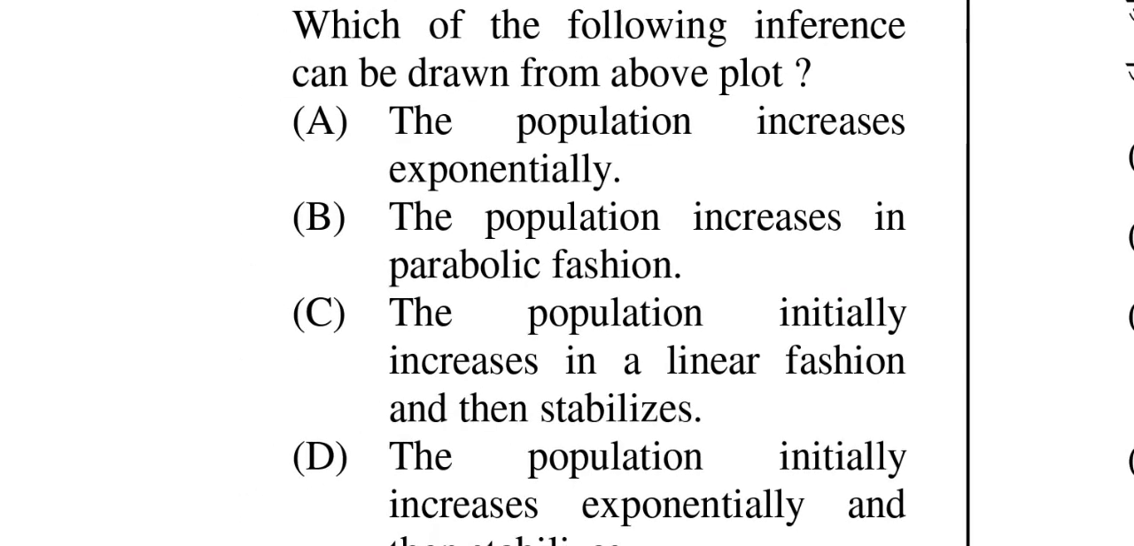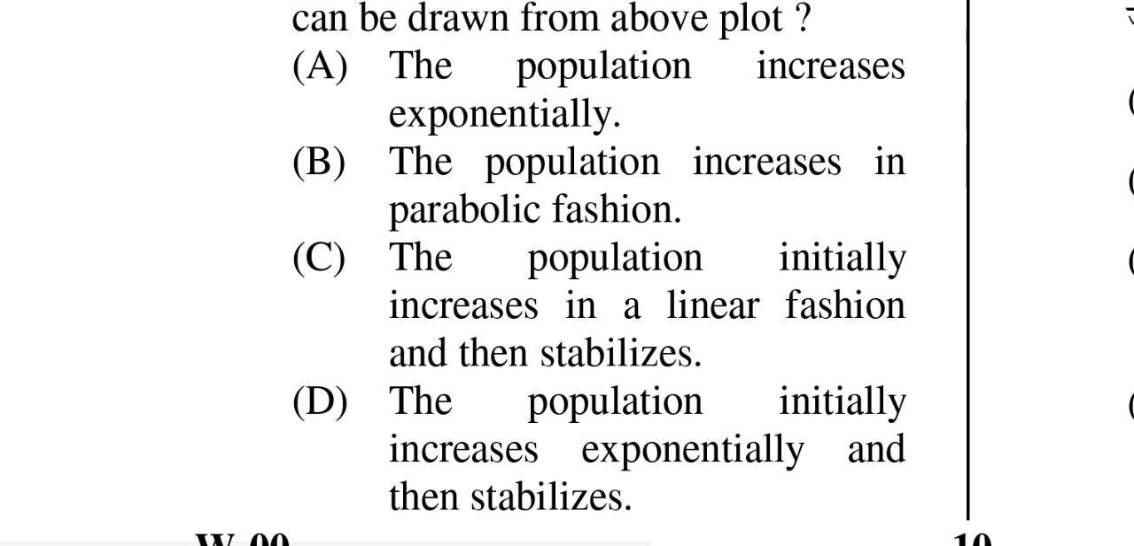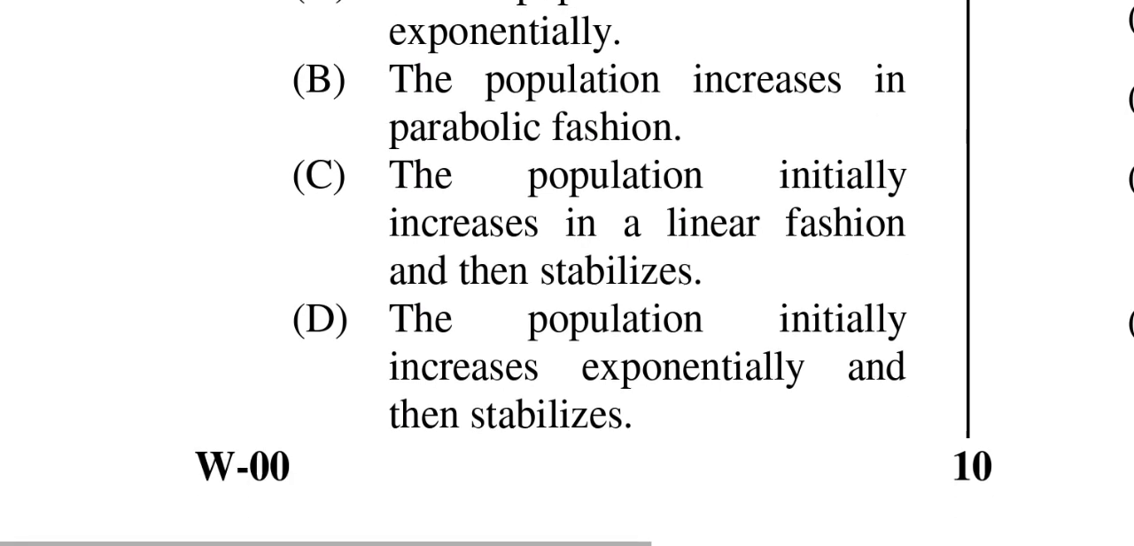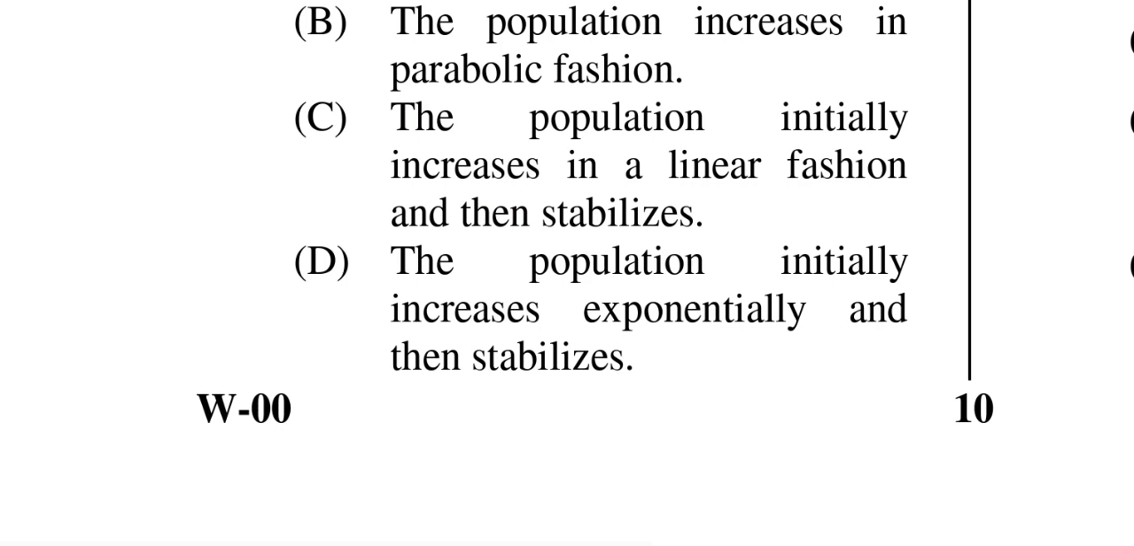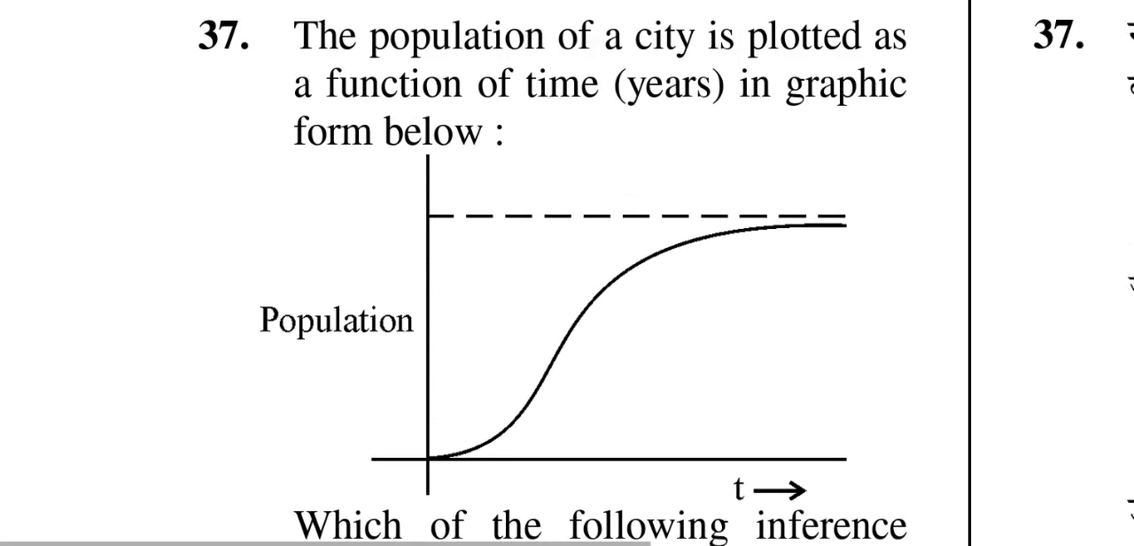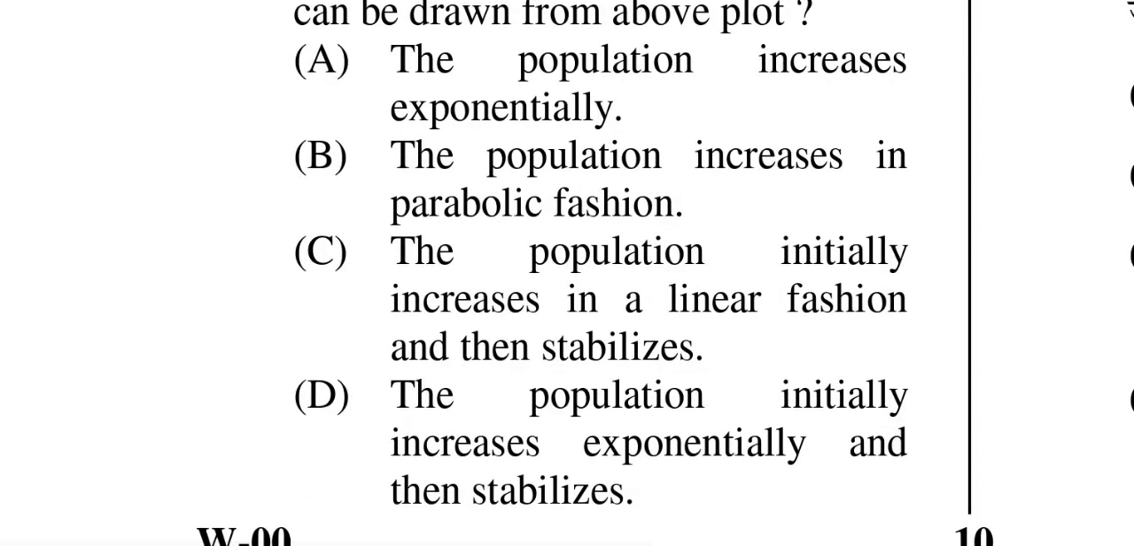The population increases exponentially. The population increases in parabolic fashion. The population initially increases in a linear fashion and then stabilizes. The population initially increases exponentially. Exponentially means very quickly, and then stabilizes. So the correct answer of 37 will be number D. The population initially increases exponentially and then often stabilizes.